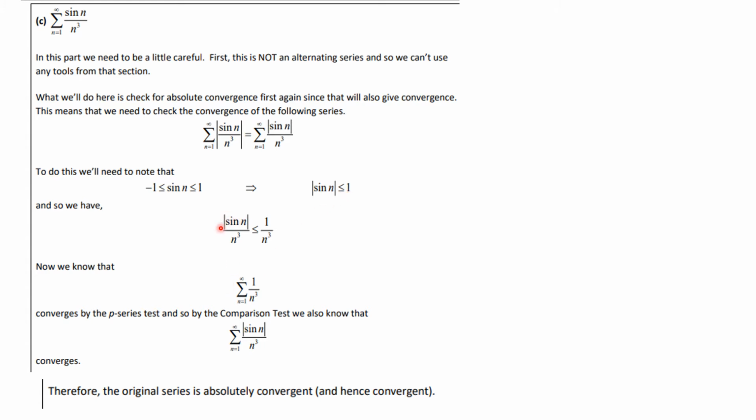So we can say that this term, which is the general term in our series, is less than or equal to 1 over n cubed. But we know the summation n equals 1 to infinity of 1 over n cubed converges because it's a p-series with p equal 3. And so by the comparison test, we know that this also converges. Since this is absolutely convergent, then it is also convergent. So none of those diverged, I guess.